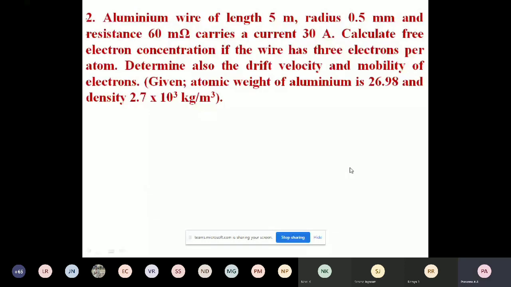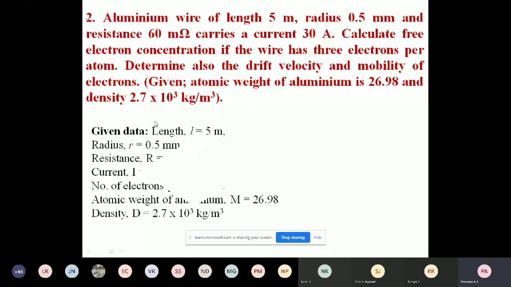Now let us understand the second problem. In this second problem, an aluminum wire of length 5 meter, radius 0.5 millimeter, and resistance 60 milli-ohm, small m represents milli, carries a current of 30 ampere. Calculate the free electron concentration if the wire has 3 electrons per atom. Determine also the drift velocity and mobility of electrons. And also given are the atomic weight of aluminum and the density.